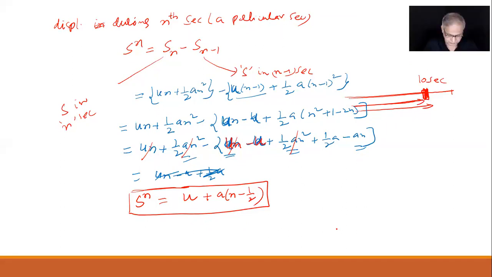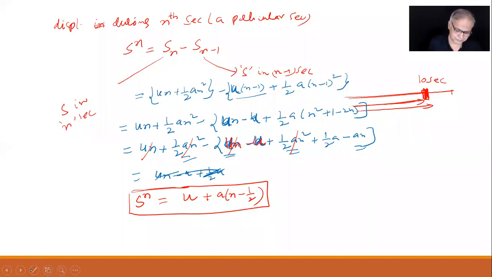So u plus a into n minus half. This is the distance covered during the nth second. All right. Now, if you finished it, I'll show you how from simple four equations of motion in a straight line with a constant acceleration, we can really do some good problems, starting from the smallest level to the highest level we can take. Completed, sir.